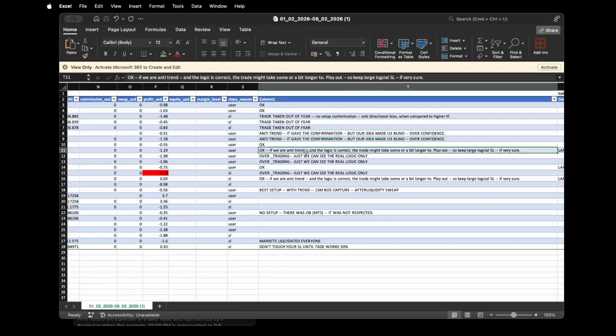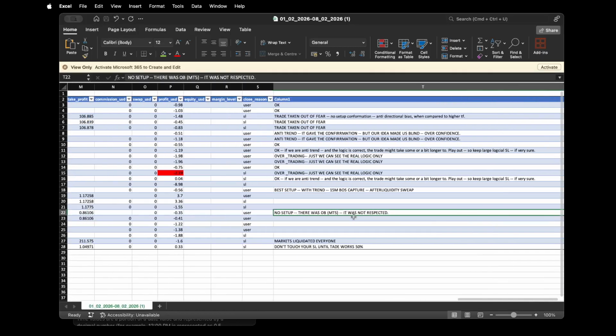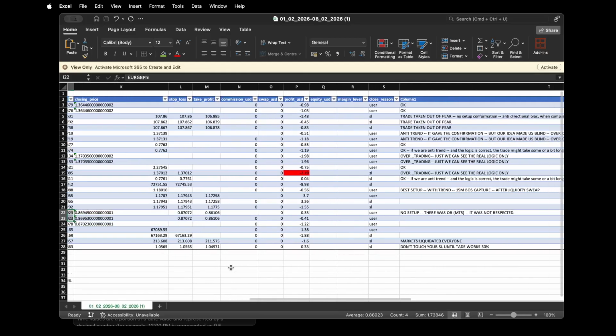If we are anti-trade, we kept a very small SL. In here also we kept a very small SL. Markets liquidated everyone. We couldn't do anything. No setup, it was not respected. So this trade was to be avoided. I don't know why you even took it.